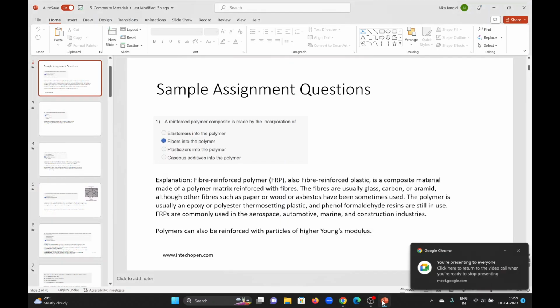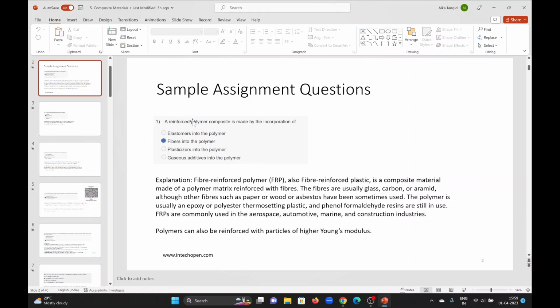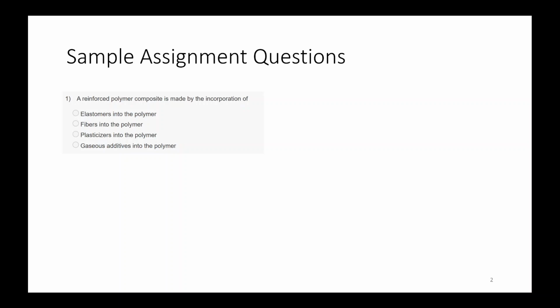I'll be going through the assignment questions. Because you joined late, these are the questions. The first one was: the reinforced polymer composite is made by the incorporation of. Your options were elastomers into the polymer, fibers into the polymer, plasticizers into the polymer, or gaseous additives into the polymer. The answer was fibers into the polymer.